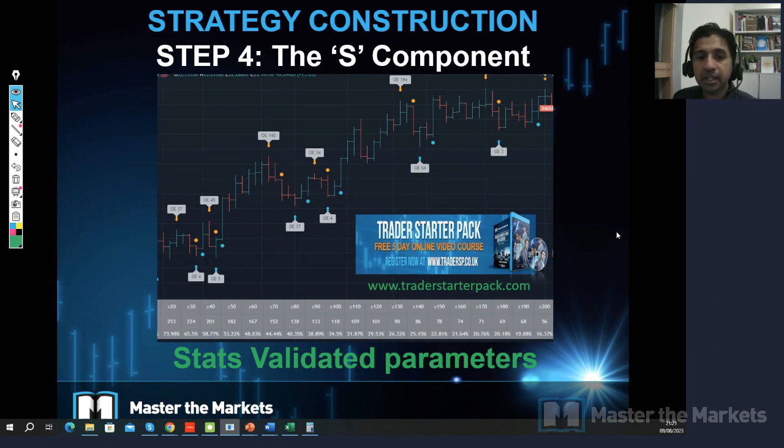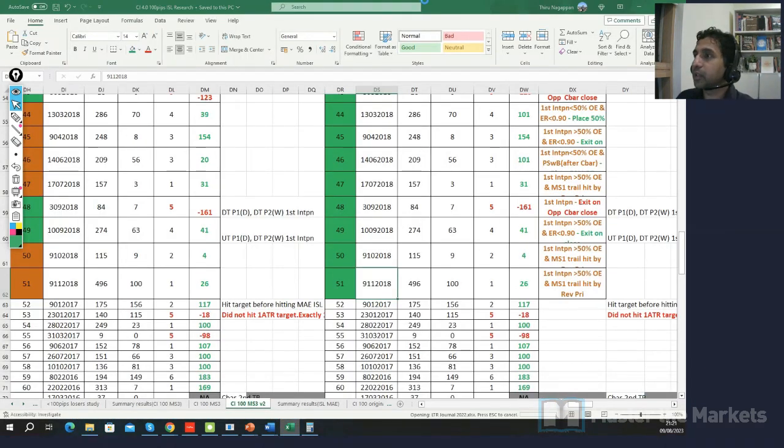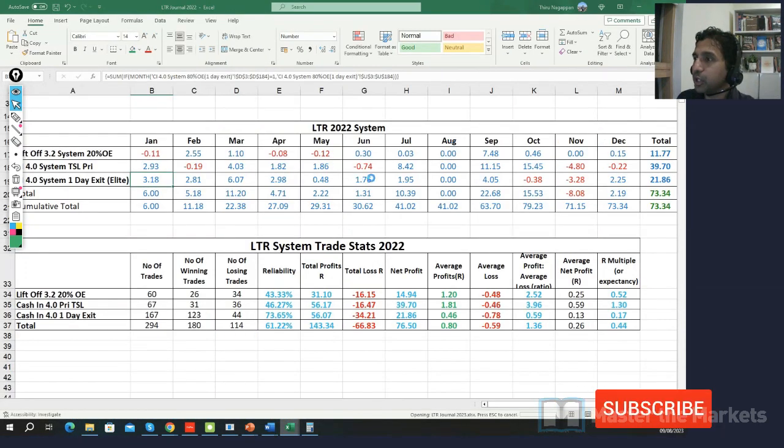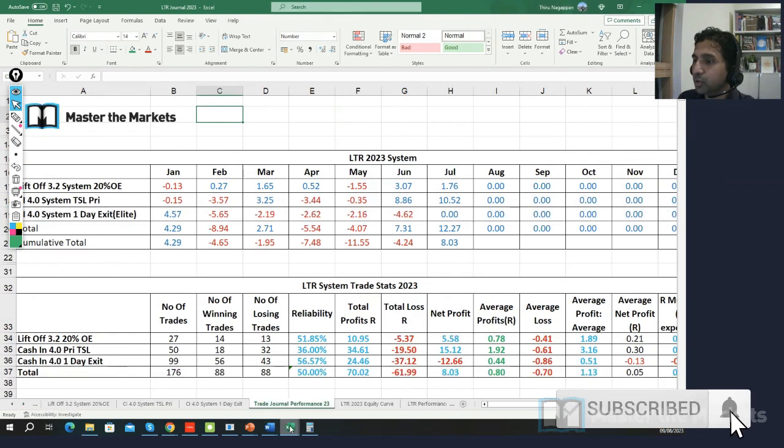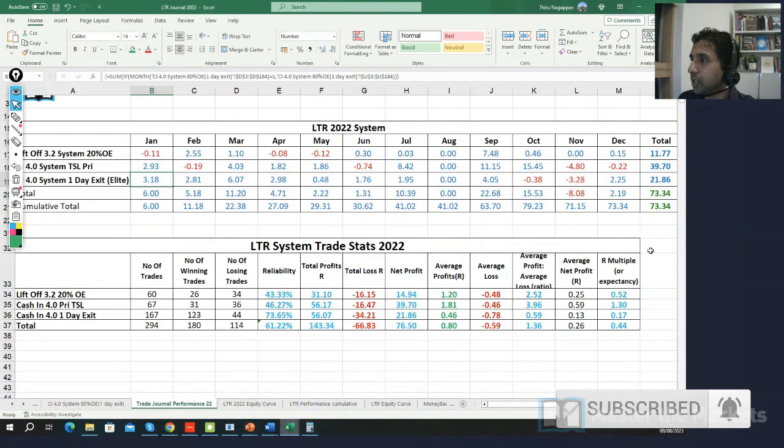Okay, this is how we are able to achieve all the results that we're able to achieve on our live trading room performance that we publish in real time. I think I've shown you guys this before, 2022, 2023 as well. So if you take a look over here, 2022, we finished with 73.34%, which you can see over here, right?